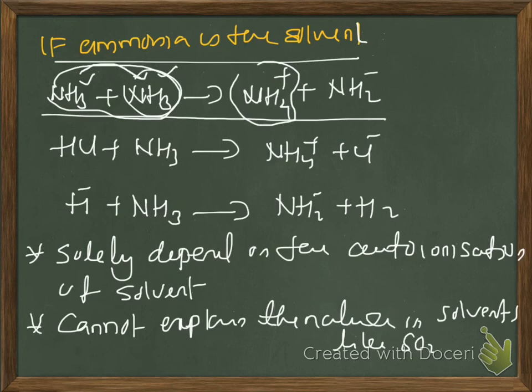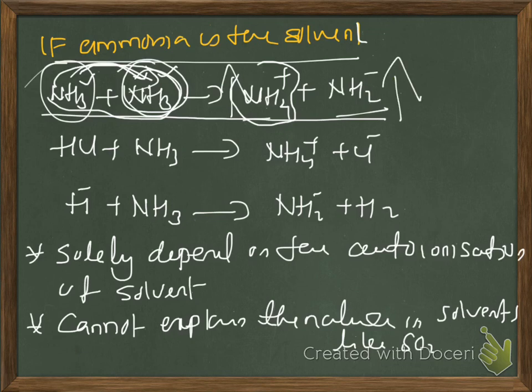Now, if we have ammonia as the solvent instead of water, what actually happens? To explain this concept, first you have to consider the self-ionization of ammonia. NH3 plus NH3 gives NH4 plus and NH2 minus. One H plus is added to this ammonia, and it becomes NH2 minus, and the other becomes NH4 plus. So the cation is NH4 plus, the anion is NH2 minus.